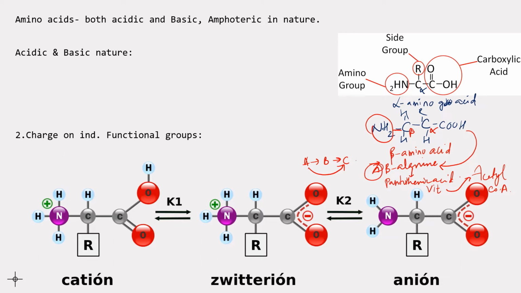Now we will discuss the acidic and basic nature of the amino acid. When an amino acid has both of these groups, it makes it easier to dissociate in water and also associate back. So having both of these groups makes it amphoteric in nature. Oh, I have already written it here.